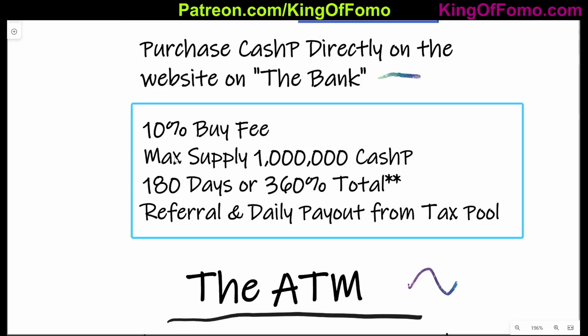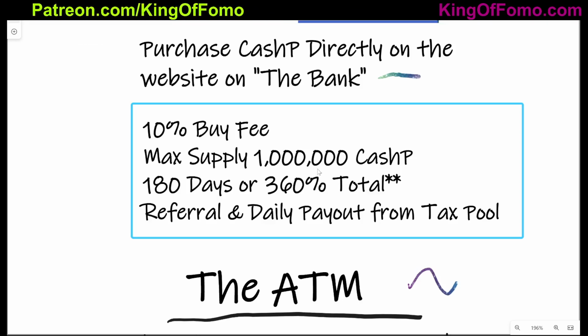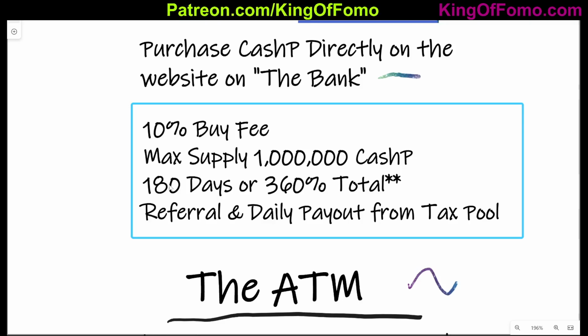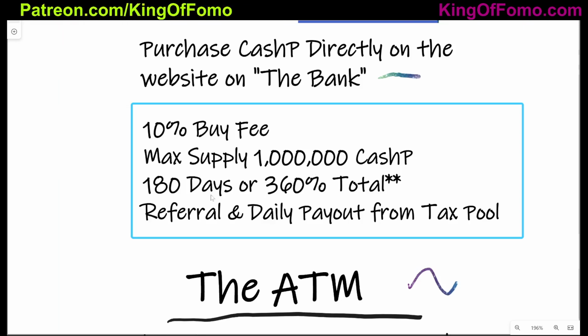It has a max supply of 1 million CashP tokens. So that 1 million CashP tokens, again, it's not printing itself to death. These tokens will circulate, and I'll explain that soon here as well. Now you get paid for a total of 180 days or 360% total. And that is dependent on that tax pool, which is the next point here.